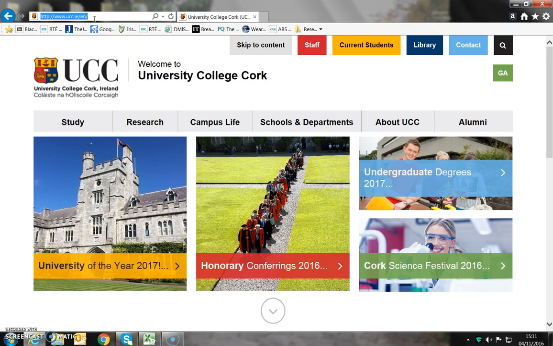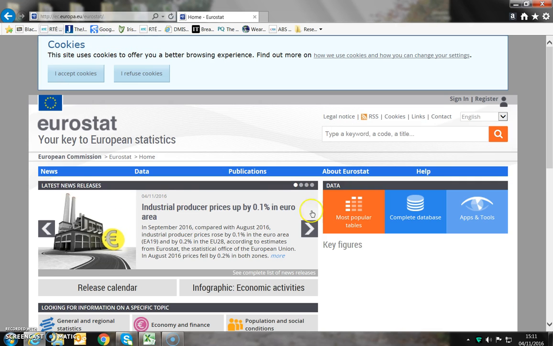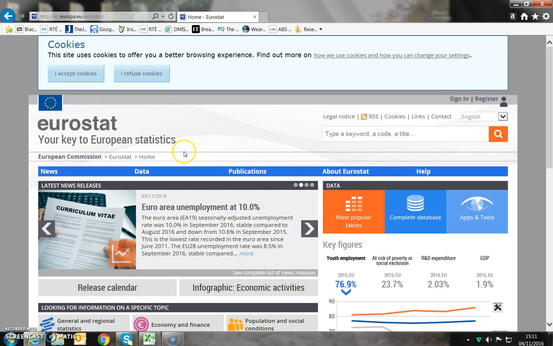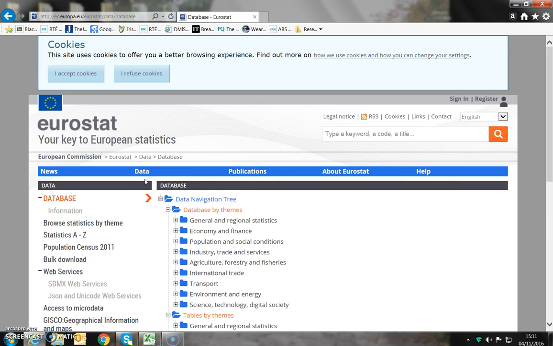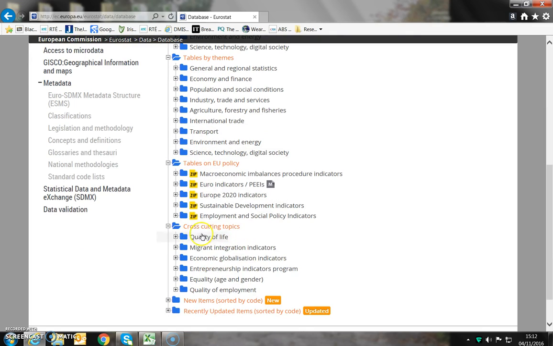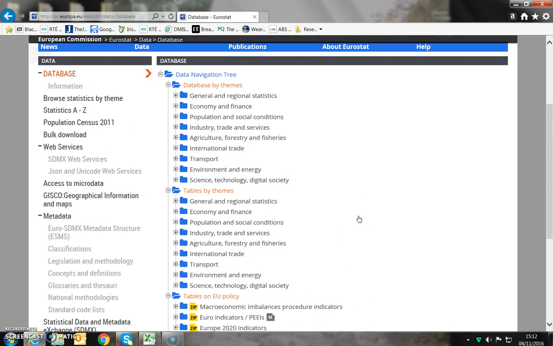Okay, so you go to EC.europa.eu/Eurostat, and you will see the Eurostat website coming up, your key to European statistics. What you want to access here is the data section. So you click on the data section and it brings you up a number of different elements in the database. You have database by themes, tables by themes, tables on EU policy, cross-cutting topics, new items, recently updated items. So I'll go through one of them with you.